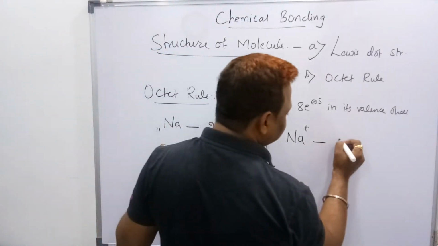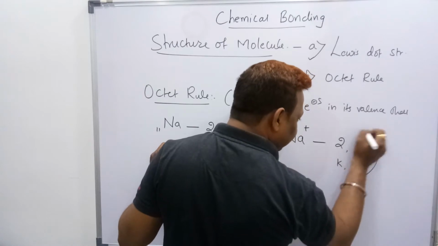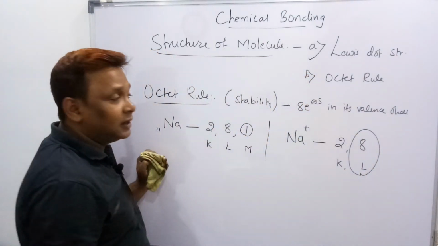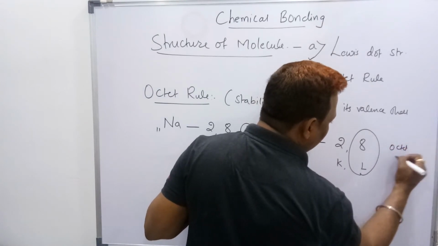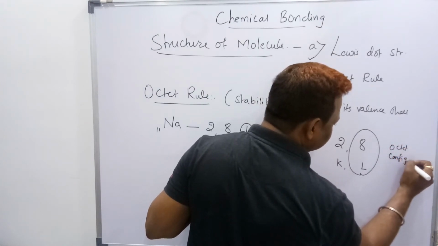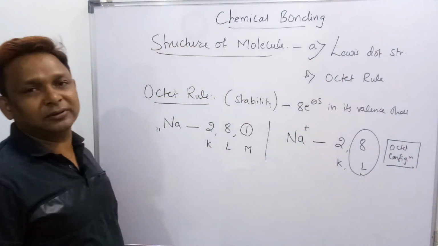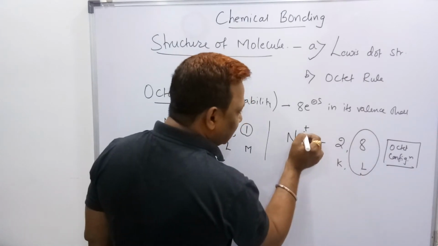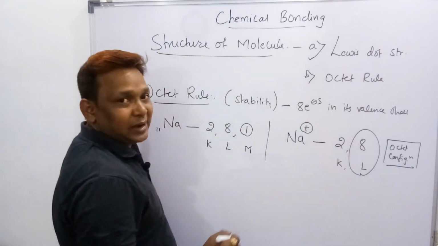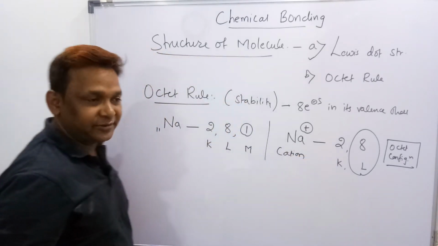That means the configuration becomes 2, 8. This is K and this is the valence shell having 8 electrons, and it attains stability by having the octet configuration. So what is the octet configuration? Having 8 electrons in its valence shell is called the octet configuration. How does the sodium atom acquire the octet configuration? By losing 1 electron. An atom bearing a positive charge is called what? Cation. It is the first one.